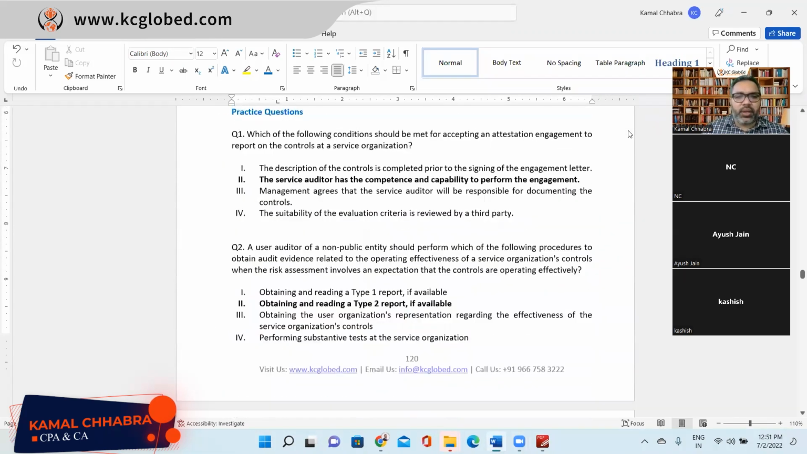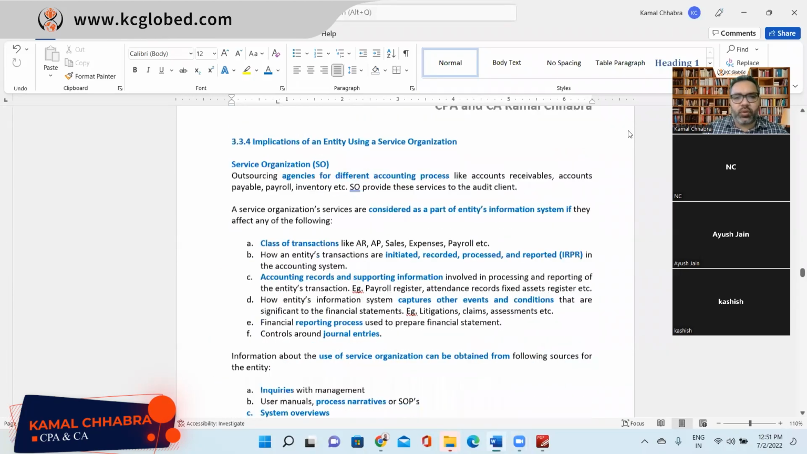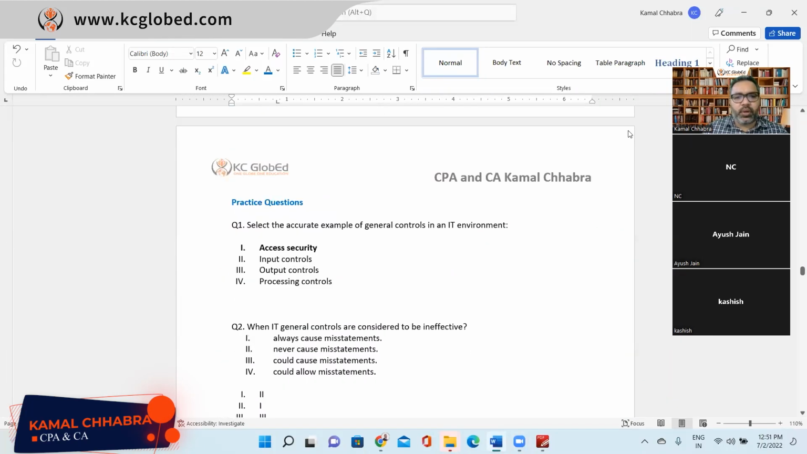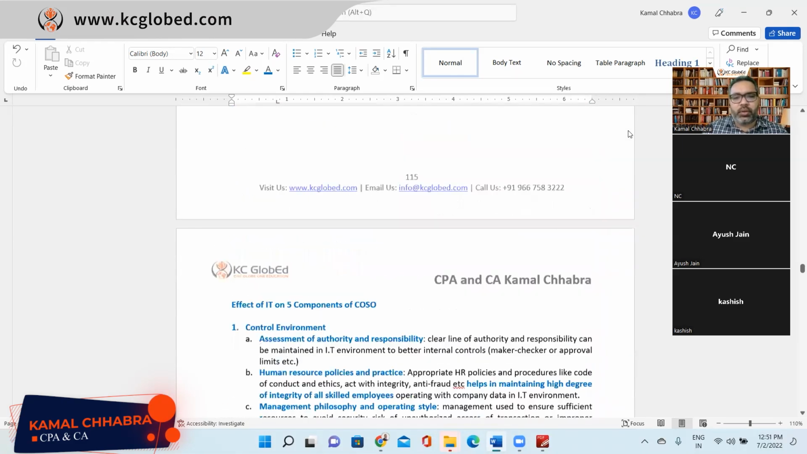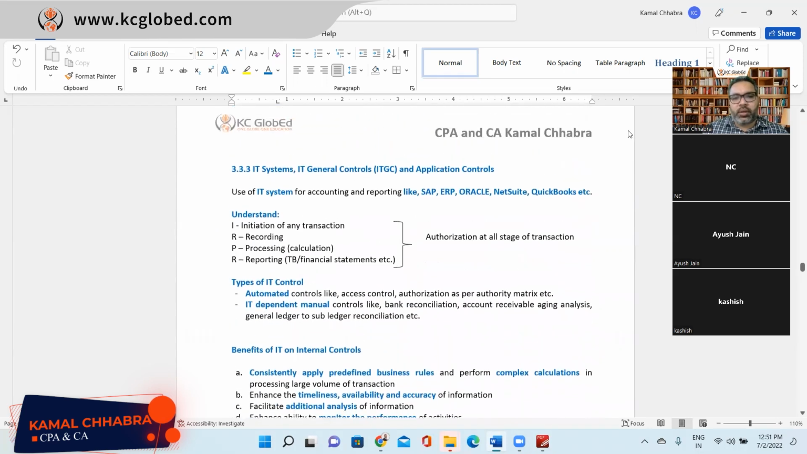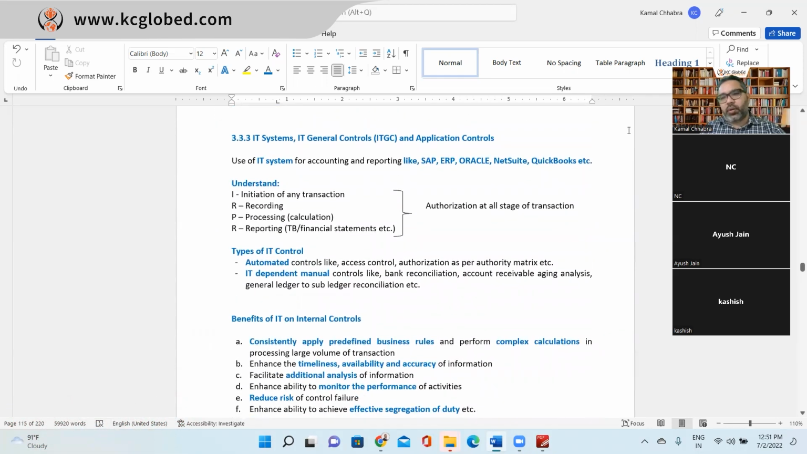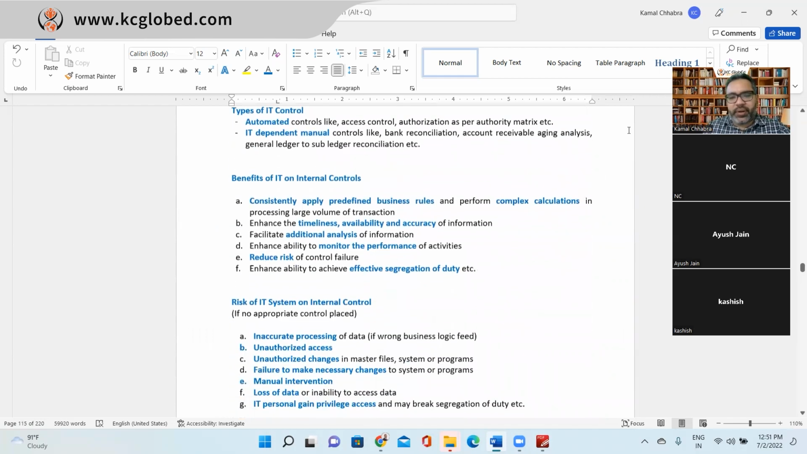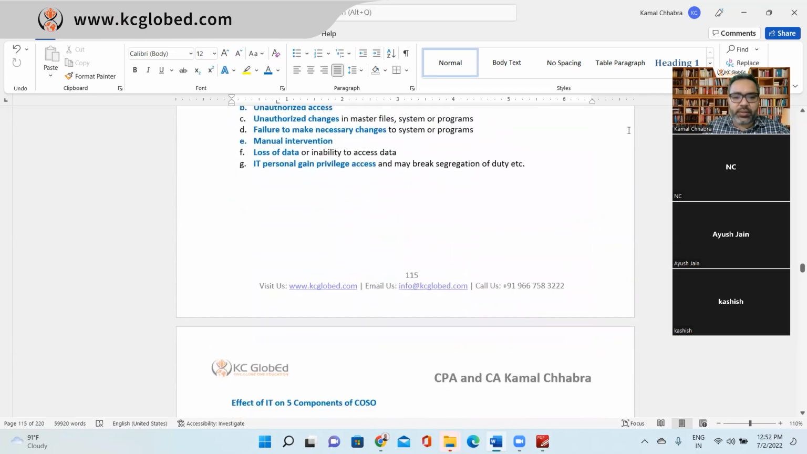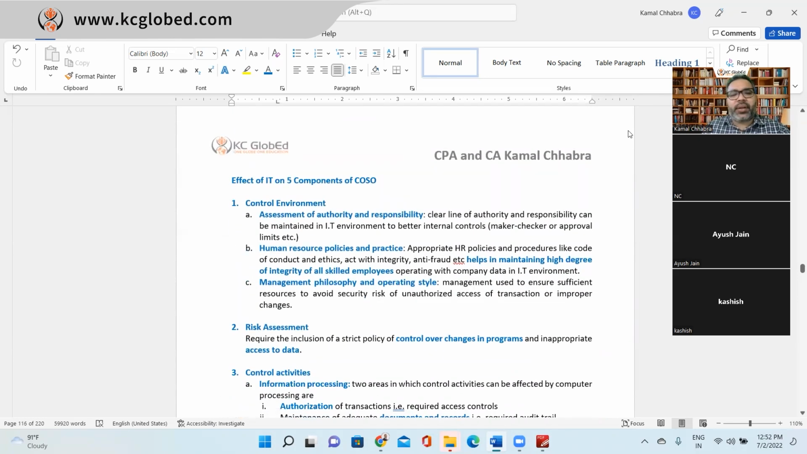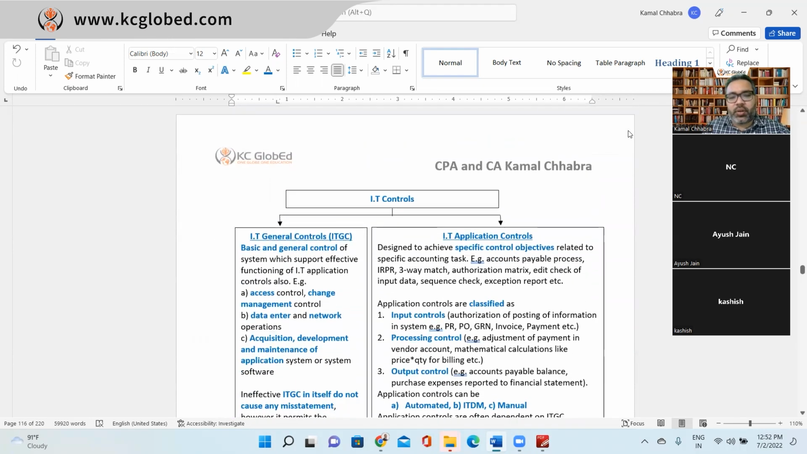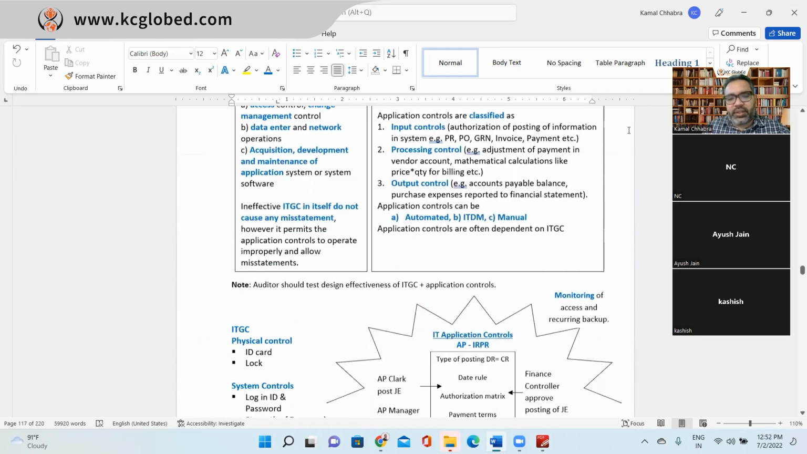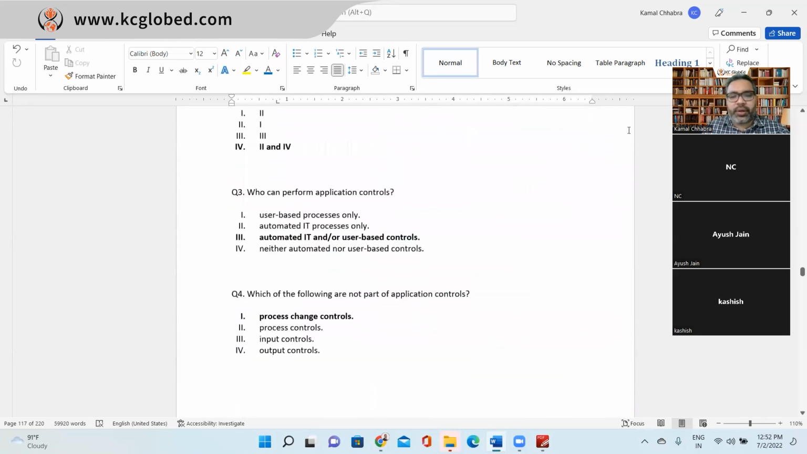Before we went on a lunch break, we covered two topics, right? One is IT system, IT general control, and application control. So we understood what is an IT system, types of IT control, benefits of IT control, and risks relating to IT systems. Then we discussed the effect of IT on the 5 components of COSO, right? After that, we touched base on IT general controls and IT application control. And then we did certain practice questions, right?